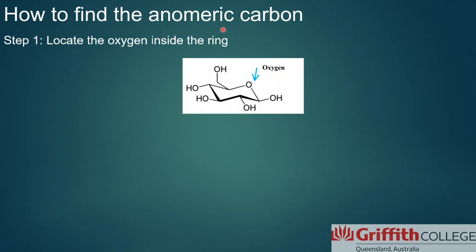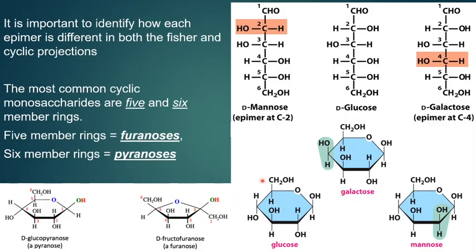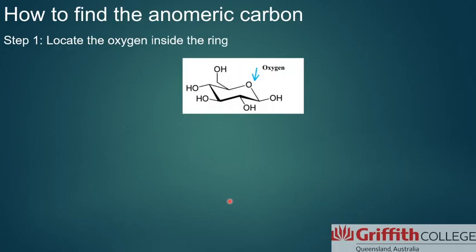The first thing we need to do is look for this oxygen. Now you can see here this glucose looks all sorts of funky. Don't worry about that. This is the more technical way of drawing it, with your chair and boat conformations. I'm not going to go into any further detail with that, so not to worry. This will be the main structure that I'll be referring to.